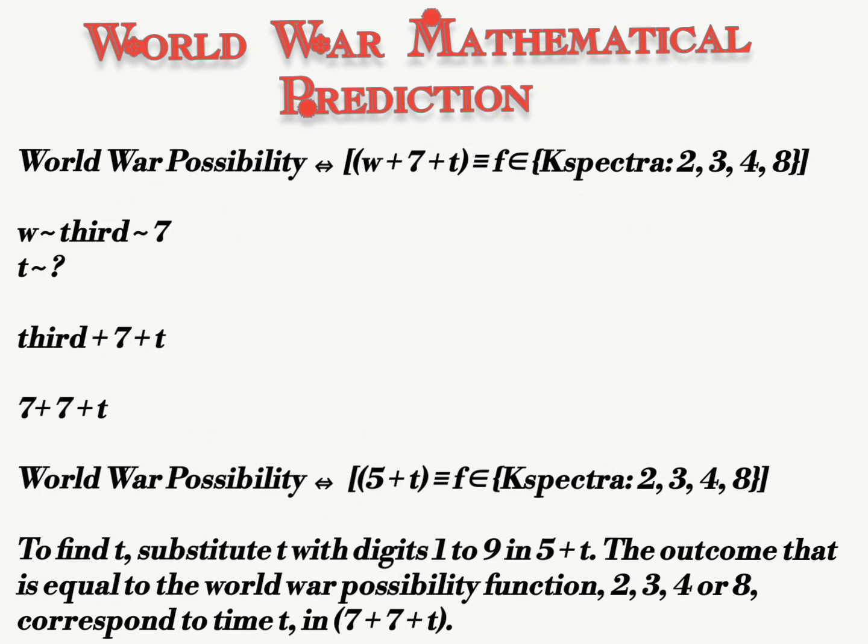World War possibility if and only if W plus 7 plus T is defined as F element of K spectra 2, 3, 4, 8. W tilde third approximately 7, T tilde. Third plus 7 plus T. 7 plus 7 plus T. World War possibility if and only if 5 plus T is defined as F element of K spectra 2, 3, 4, 8. To find T, substitute T with digits 1 to 9 in 5 plus T. The outcome that is equal to the World War possibility function 2, 3, 4 or 8 corresponds to time T in 7 plus 7 plus T.